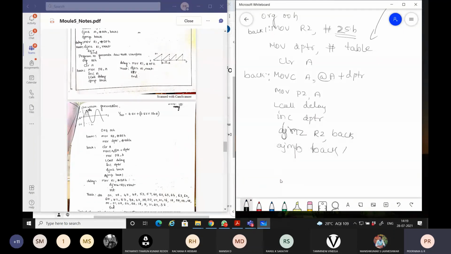Then the delay program should be written like this, a small program: move R1 with some value of your choice, like 08FH. Don't give a large value, because your sinusoidal frequency will start reducing. DJNZ R1, comma, next, that next will be to the same instruction, then return, and the final statement should be the END statement.